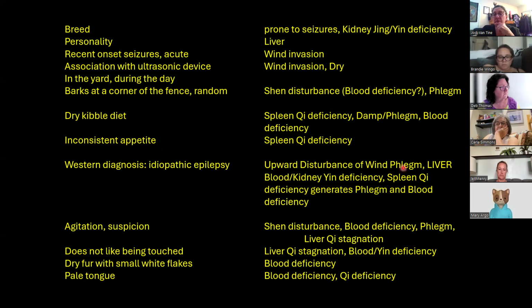So upward disturbance of wind phlegm, that's where this insubstantial phlegm is carried up because of a liver, blood, or kidney yin deficiency. So you have dryness and deficiency here. The way I think about this is when you have blood and yin deficiency and you have dryness, in my mind, I picture the desert where you have mud and then all the water evaporates off. And so you're just left with this sheet of dry dirt that has cracks in it.